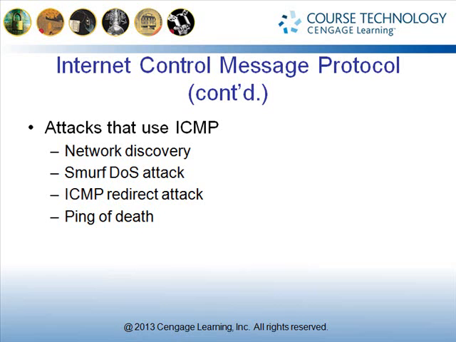There's something called a Smurf DOS, denial of service attack. Attackers can broadcast a ping request, and this is part of ICMP, to all computers on the network, but change the address from which the request came to that of a target computer, so that when all the computers respond, they actually respond to that target computer, the one being attacked.